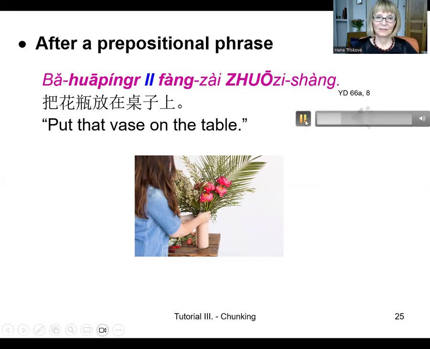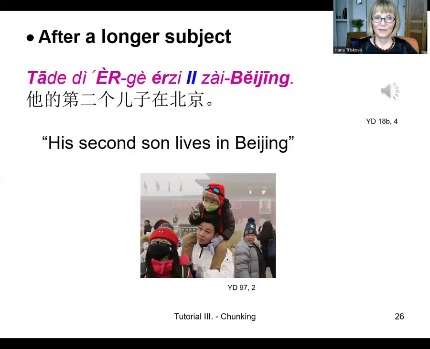It's 把花瓶放在桌子上。 There can be a break also after a longer subject, such as here. 他的第二个儿子在北京。 You can hear that the syllable z is prolonged, although it is completely toneless.